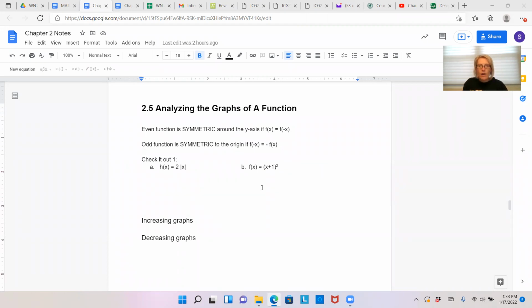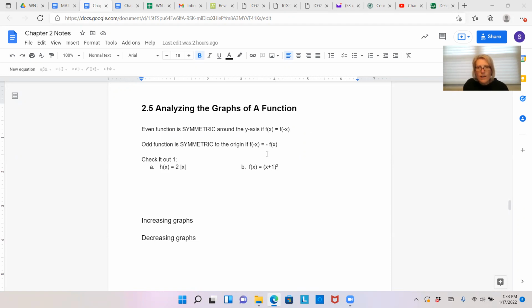And the couple of first big points in this lesson is we have to decide if our function is an even function, an odd function, or neither. And if it's an even function, it means it's symmetric around the y-axis. So it's going to vertically look like it's flipping over left and right, symmetrical. So every f of x is equal to every f of negative x. An odd function is symmetric to the origin if f of negative x equals the negative of f of x. So it's symmetric to the origin.